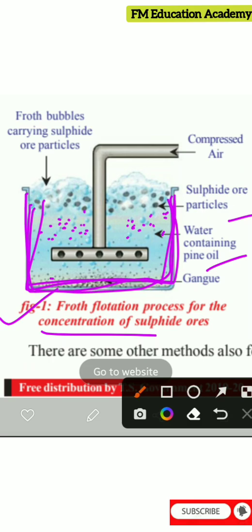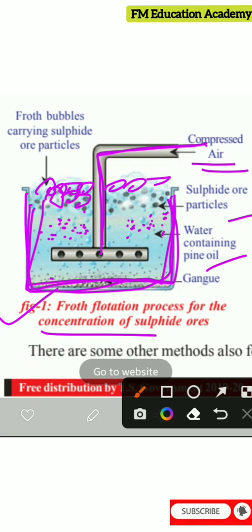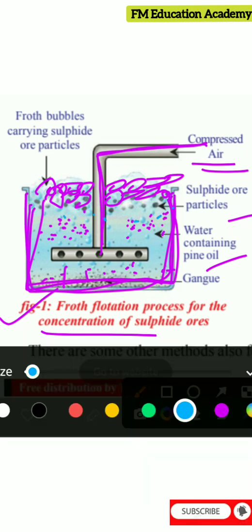So then what we'll do is we'll pass air, okay, and as we pass air into this ore particles, what happens is froth, that is bubbles, will be formed here on the top, and the impurities will settle at the bottom and the ore you will get at the top. You are successfully able to separate ore and the impurities.